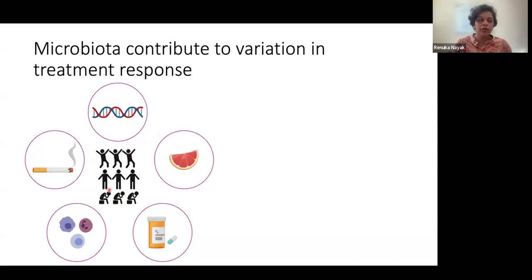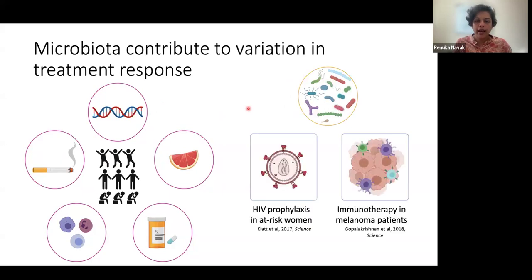And of course, for the focus on methotrexate and rheumatoid arthritis, a number of investigators have looked at what the factors are that might contribute to this variation in response. Investigators have looked at genetics, environmental factors like smoking, diet, other drugs, and the state of the immune system. But what I'm going to share with you today is that I think the microbiome plays a role in contributing to variation in treatment response in our rheumatology patients. And this is not unique to rheumatology. Other clinical disciplines also have found that the microbiome contributes to variation in treatment response, in as diverse treatments as HIV prophylaxis or cancer immunotherapy.